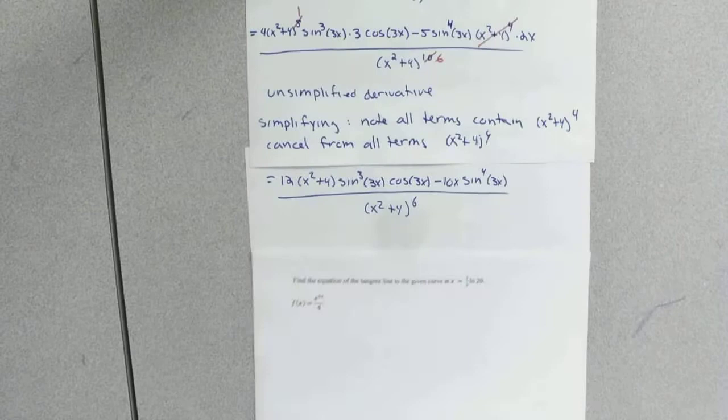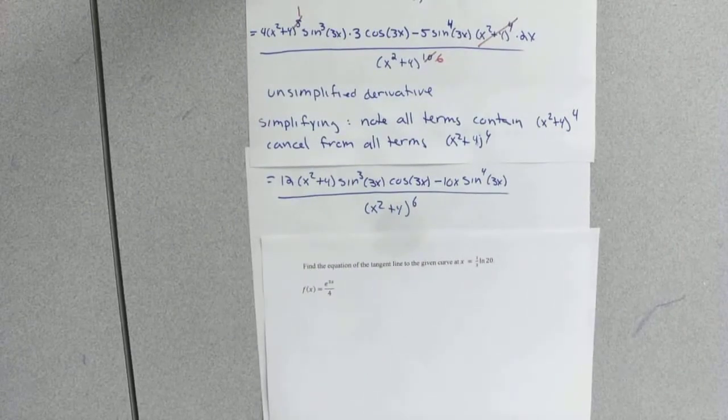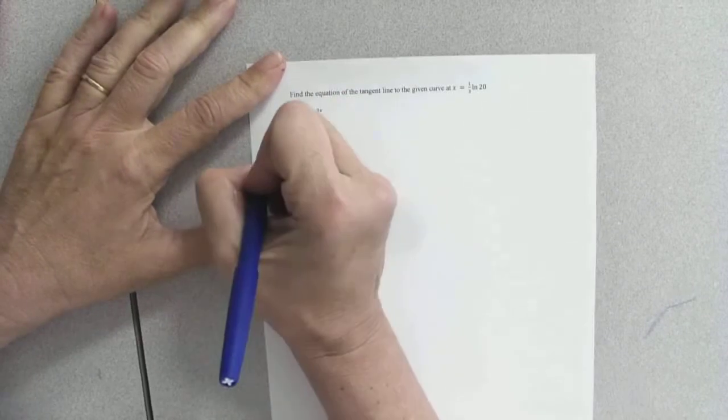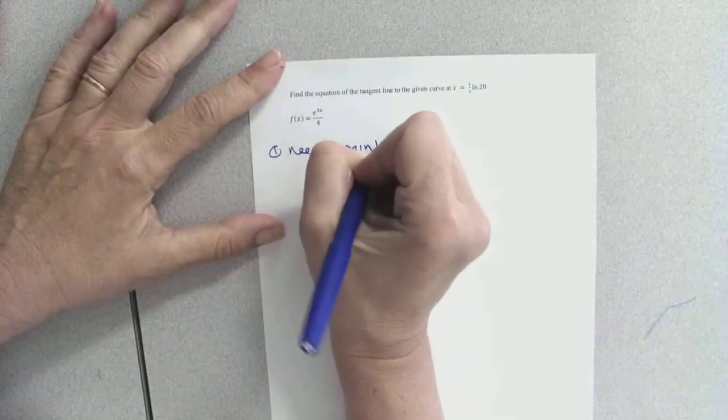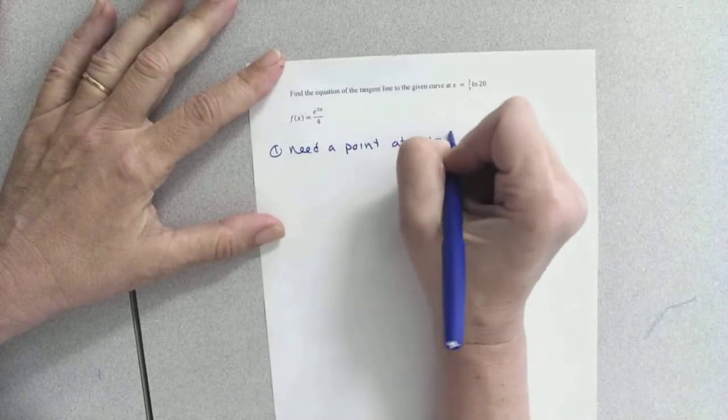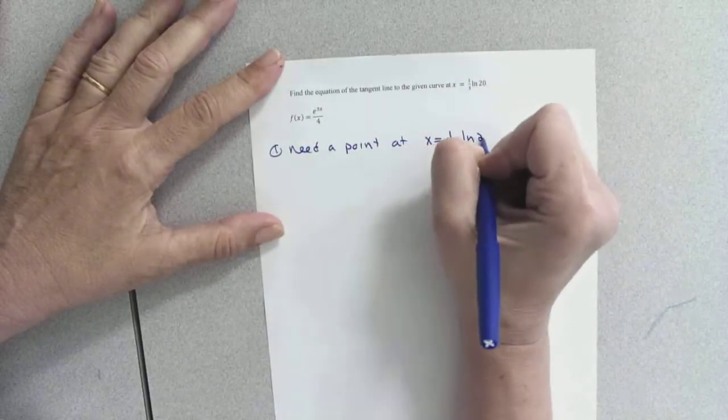Okay, last problem from this section. Find the equation of the tangent line to the given curve at x equal 1/3 natural log of 20. Okay, so same tangent line problems as before. We need a slope and we need a point, at x equal 1/3 natural log of 20.